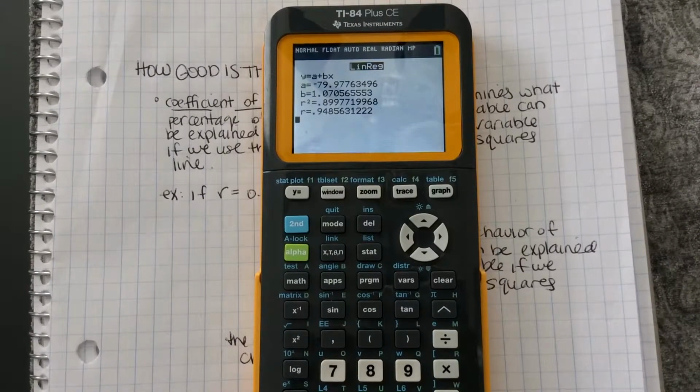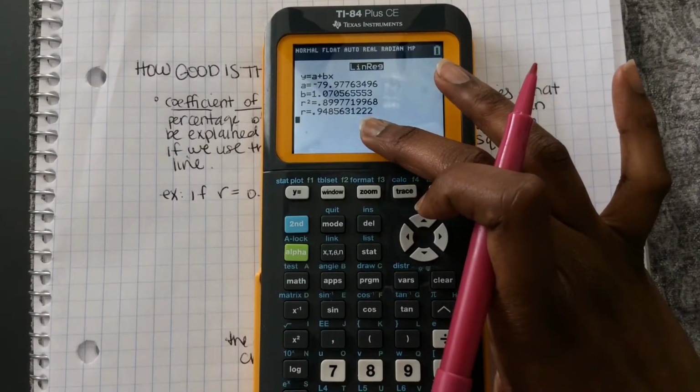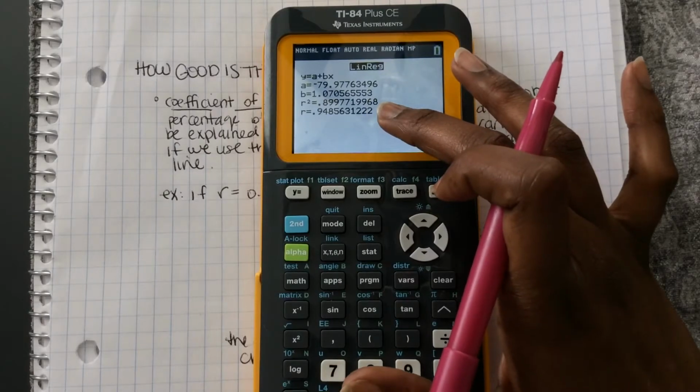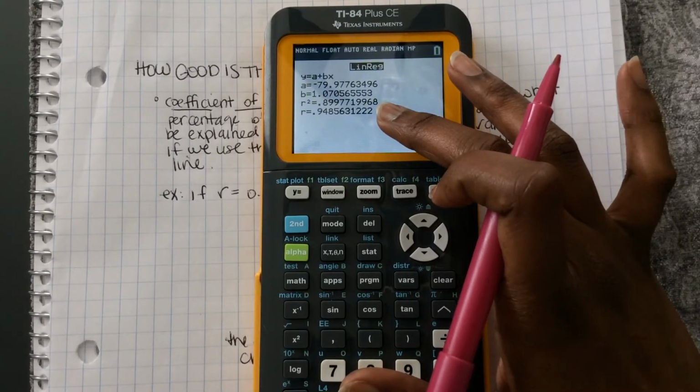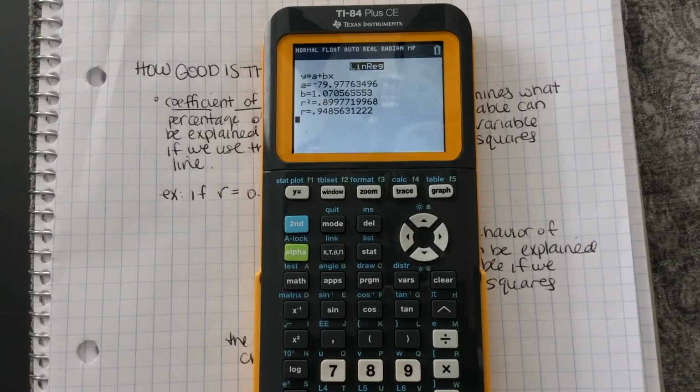So always remember to turn your stat diagnostics on so you can figure out your correlation coefficient and your coefficient of determination. We will practice all of this in class together.